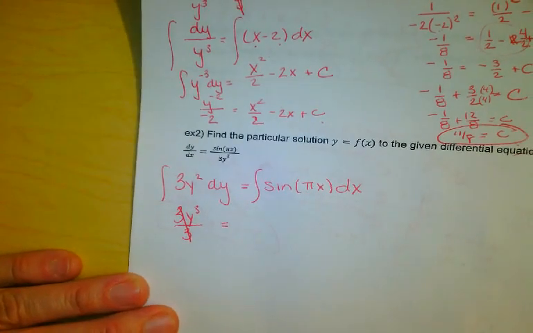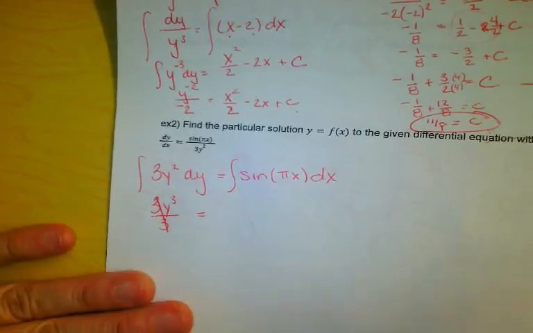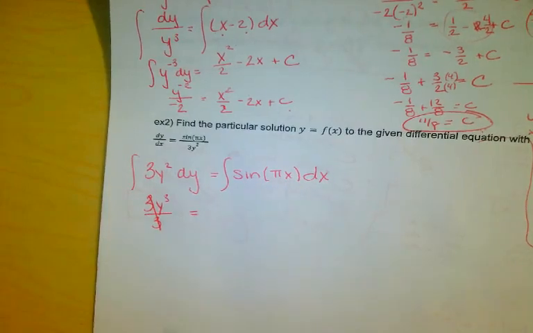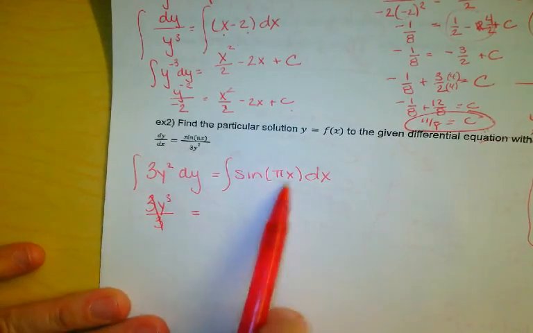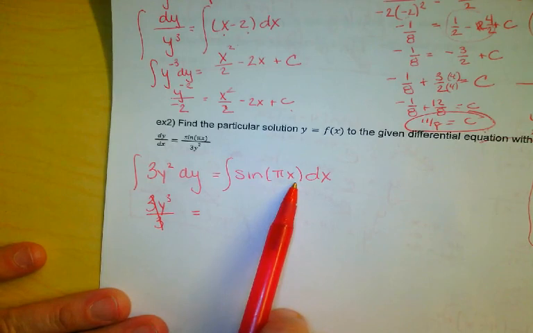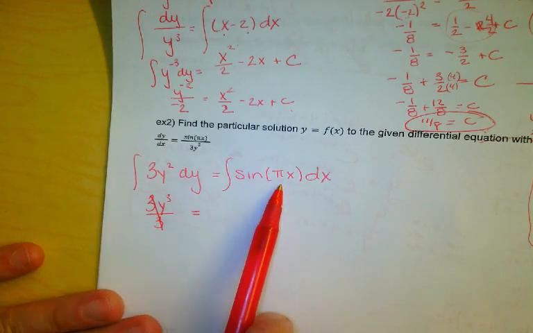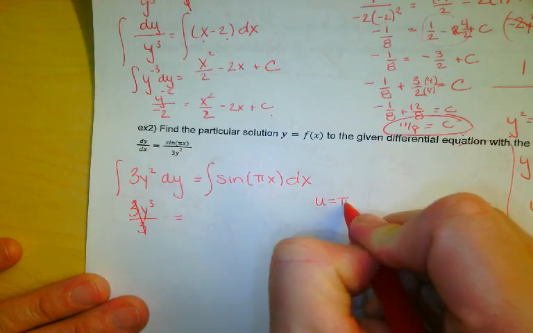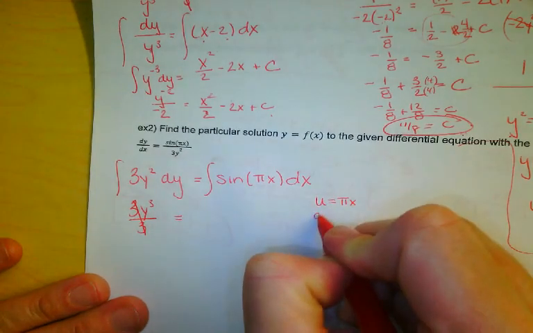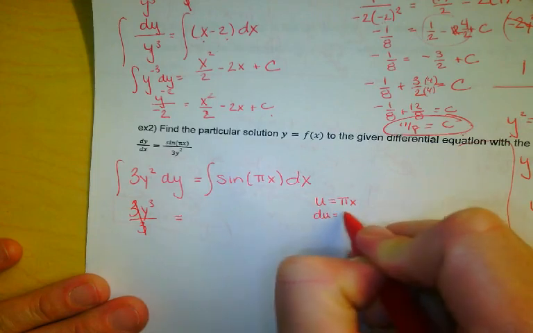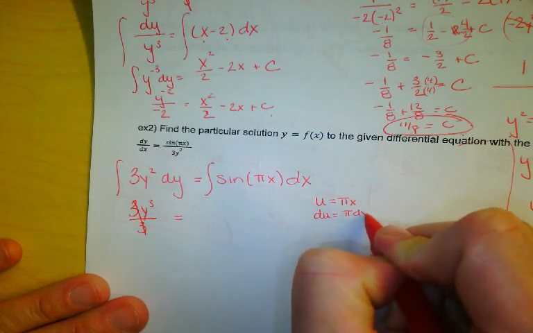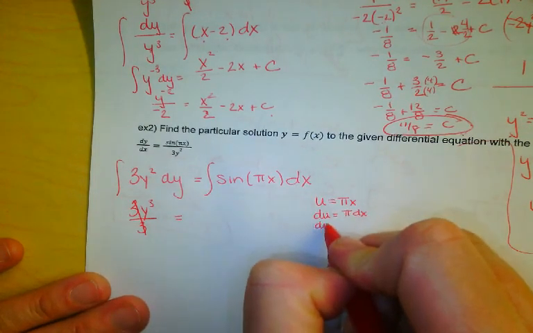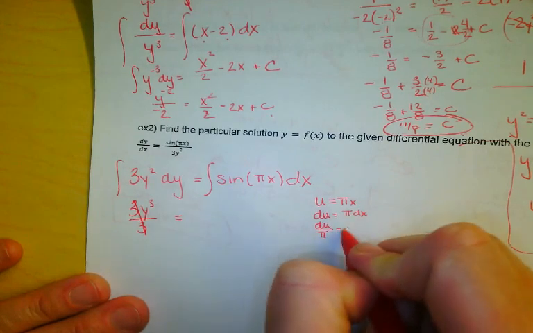Okay, so now again, you got to trust your instincts with all this integrating. Anytime there's an inside, you need a u sub. There is definitely an inner function here. It's not just sine of x. So I have to use u sub. So my u is going to be my pi x. Derivative of pi x is just pi dx. And then I'm solving for that dx.